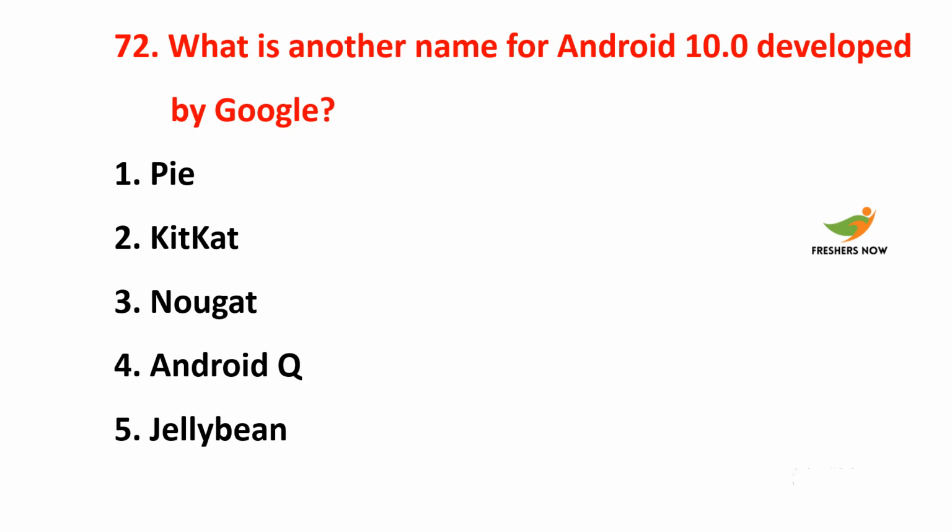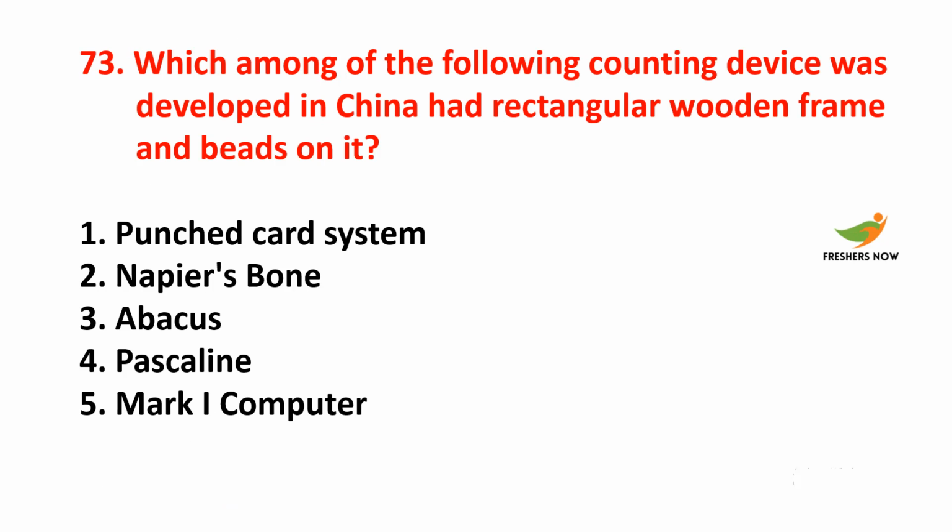72nd question. What is another name for Android 10.0 developed by Google? And the answer is option 4, Android Q. 73rd question. Which among the following counting device was developed in China, had rectangular wooden frame and beads on it? And the answer is option 3, abacus.